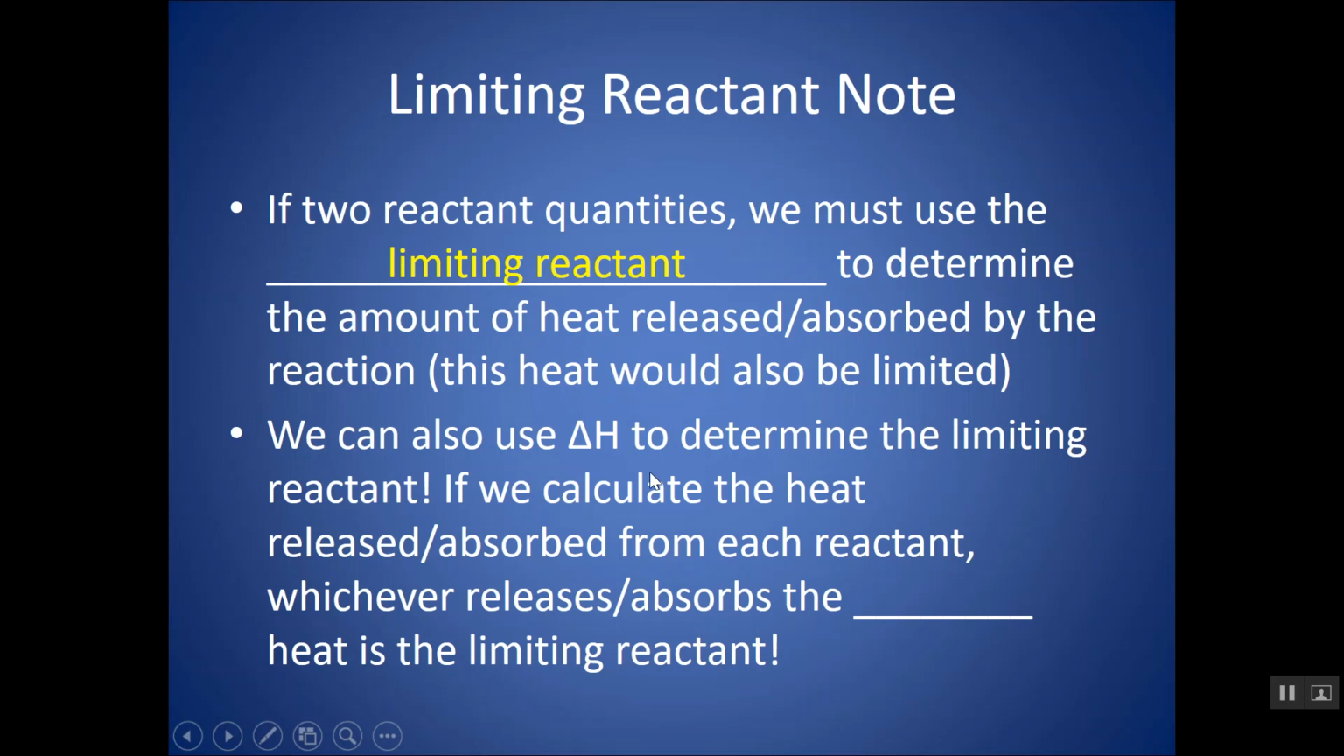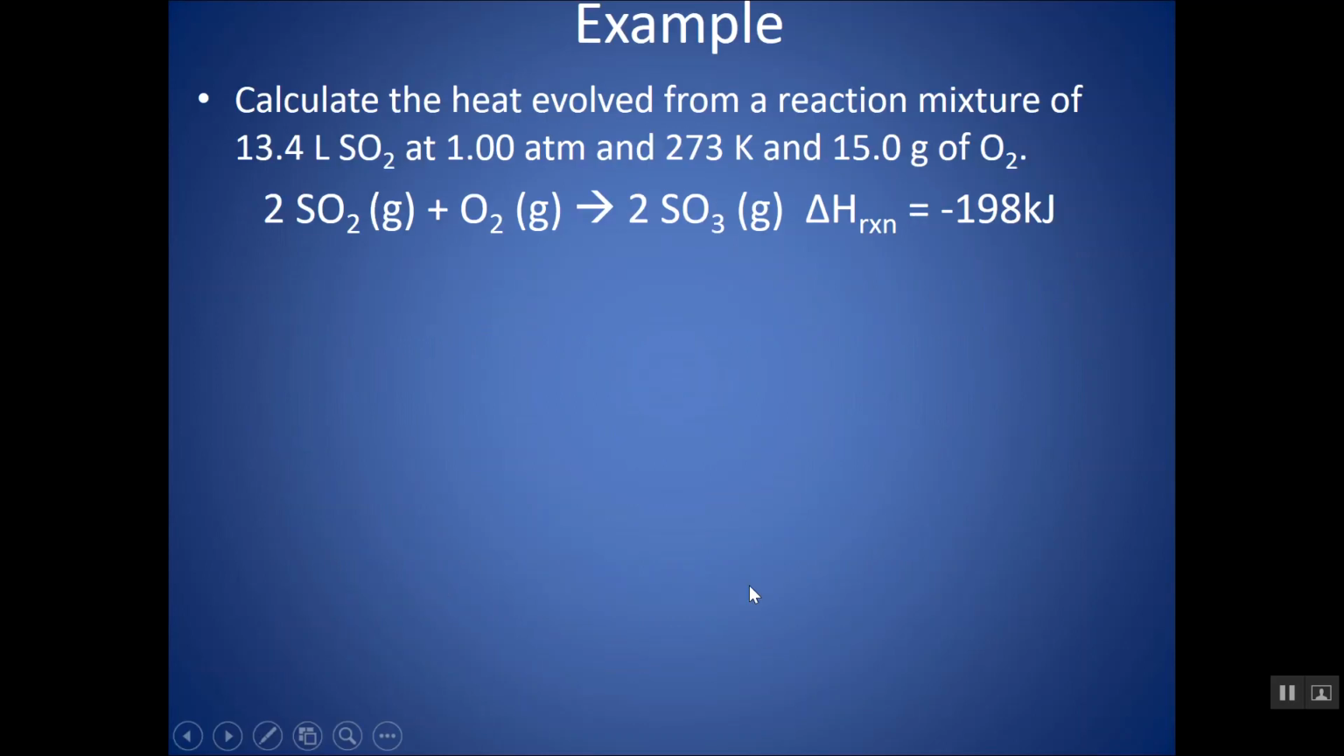So instead of finding limiting reactant by turning each reactant into product, let's turn each reactant into heat. And whichever is going to release or absorb the least amount of heat is the limiting reactant. The least magnitude of heat is the limiting reactant. Okay, so take a moment, look at this example, give it a shot. Notice how this is different from the other examples.